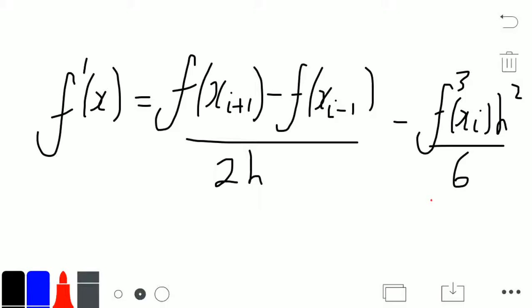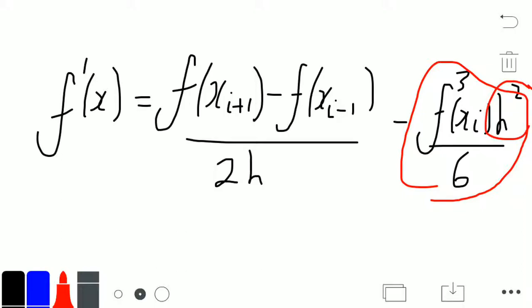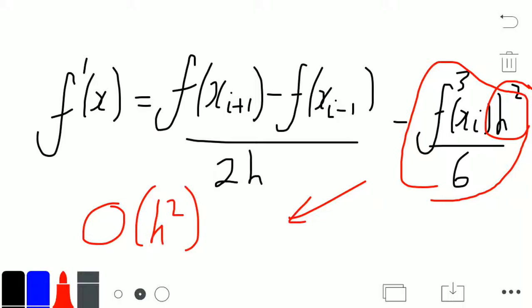Notice now that our error term scales with h squared. So in other words, it's of order h squared. And this is very important because now we can see how the Taylor series has helped us show that the centered difference approximation of the first derivative gives us a much more accurate approximation. So let's look at this more in detail in the next example.